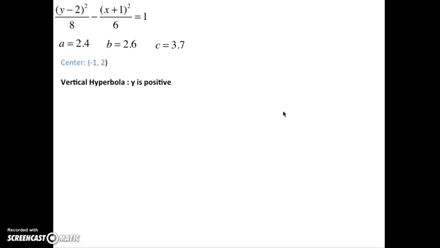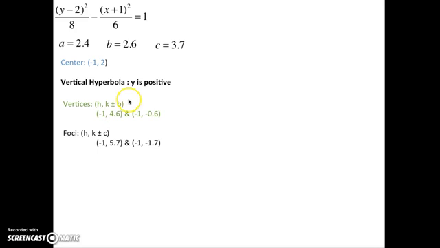We already have the center. It's negative 1, comma 2. The reason why it's negative 1 is because the x term comes first, and then the y term. It's a vertical hyperbola because the y term is positive. So when we find the vertices, we are going to add b to the k value. So we get negative 1, comma 4.6 and negative 1, comma negative 0.6.